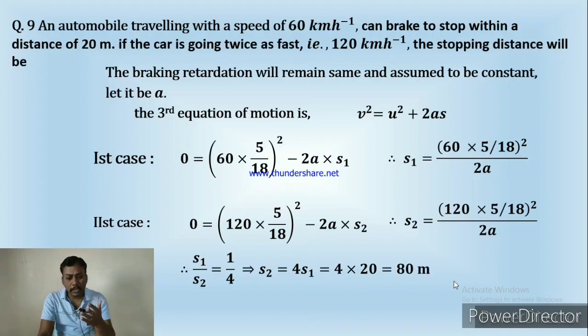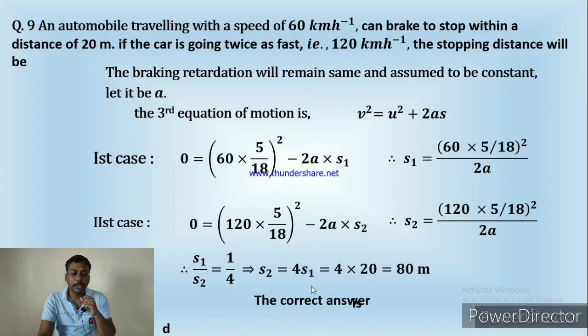Another way of solving this example is also there. From the first condition we can determine a, because s1 is given as 20, so a can be derived from this situation, and then we put the value of a here. But it is easier to take the ratio of the two. So s1 upon s2 is equal to 1 upon 4, so s2 is equal to 4 s1, that is 4 into 20, that is 80 meter. So the correct answer is D.